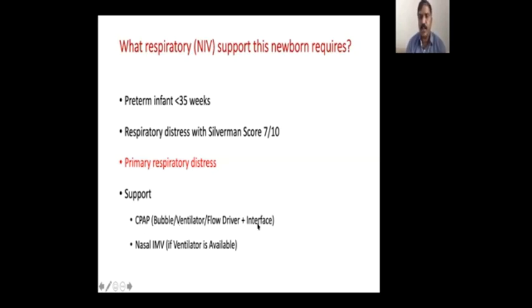And what interface? Choice is yours. You have multiple choices of interface: Hudson prong, or Ram's cannula, or nasal mask. So any one of the interfaces you will start for this baby. So this baby, no doubt, requires CPAP, and we'll start CPAP for this baby.